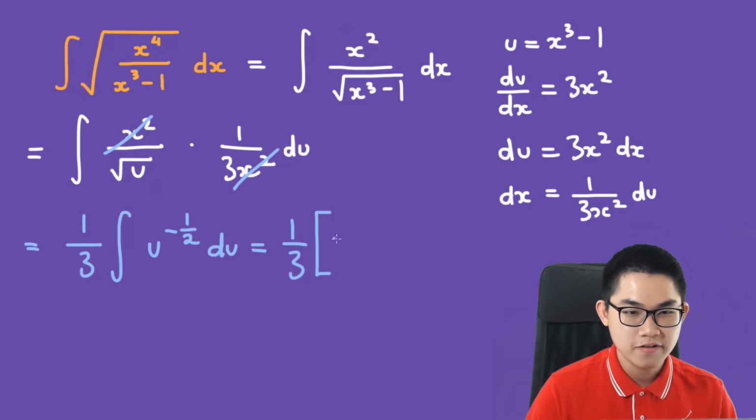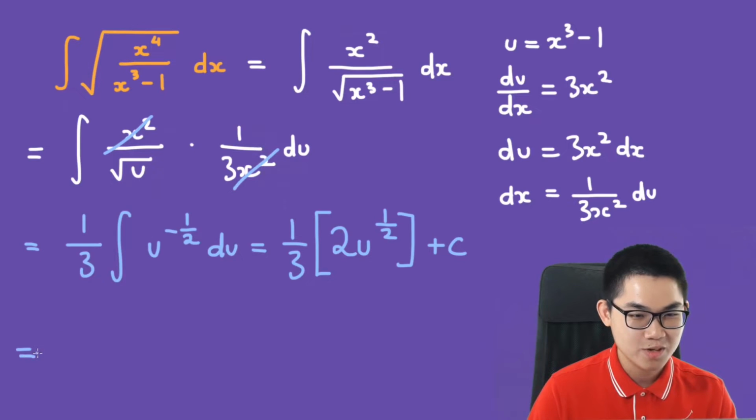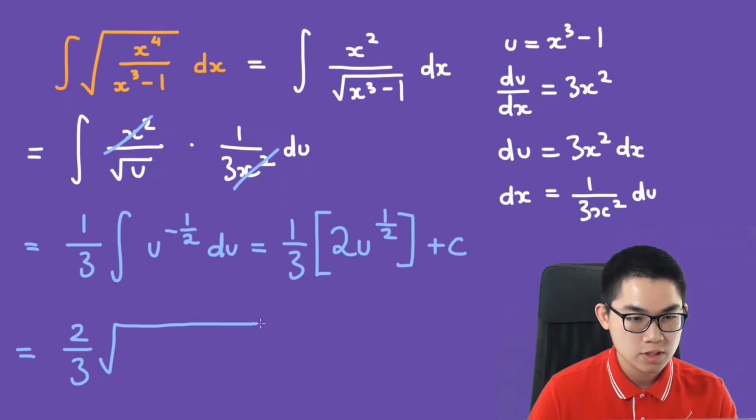The antiderivative of this is u to the power of positive 1 over 2 divided by positive 1 over 2, which is the same thing as multiplying it by 2, plus c. This is equal to 1 over 3 times 2, which is 2 over 3, then the square root of u. So the square root of u is the same thing as the square root of x to the power of 3 minus 1, plus c.